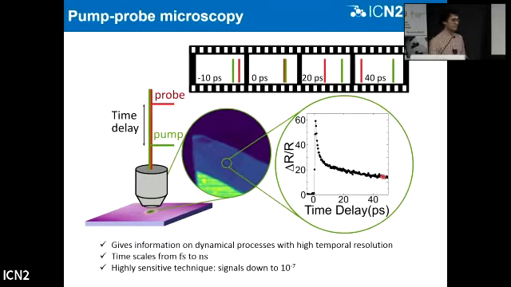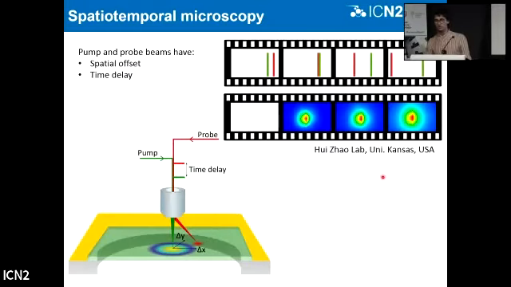So pump probe microscopy gives us information on the dynamical processes with high temporal resolution, with timescales from the femtoseconds to the nanosecond, and is highly sensitive, as I mentioned before, with differential signals down to 10 to the minus 7. An extension of this technique is called spatial temporal microscopy, where now we look at the pump and probe beams, which have both a spatial offset as well as the temporal offset. By scanning one of the laser beams with respect to the stationary other, we can build up a picture of the excitation within a sample.